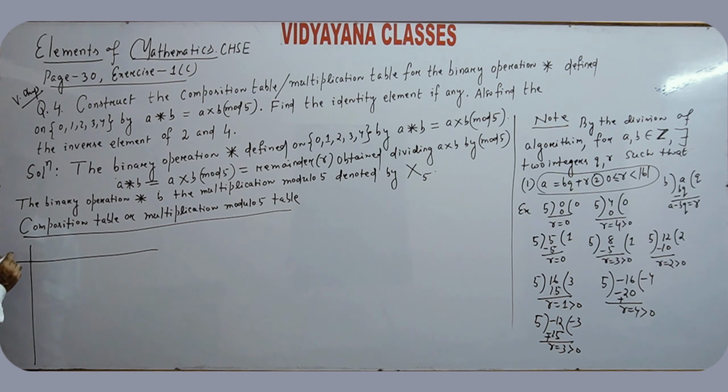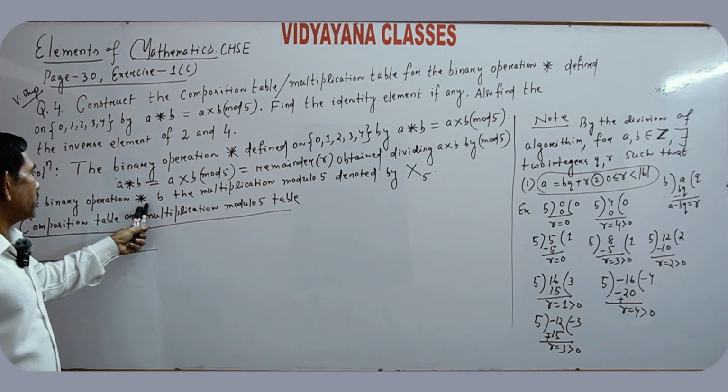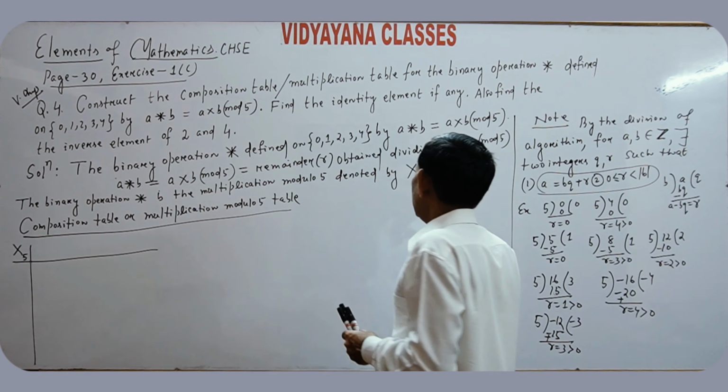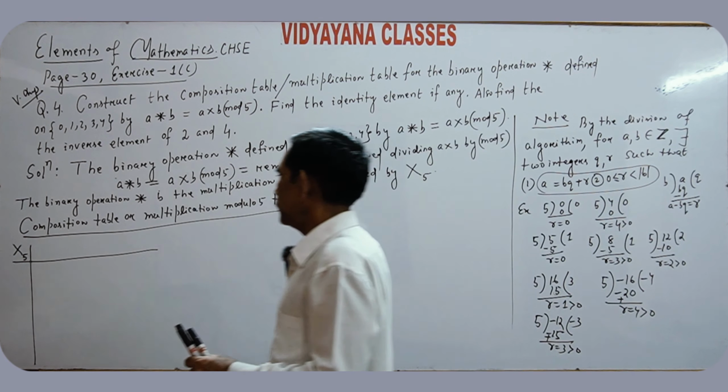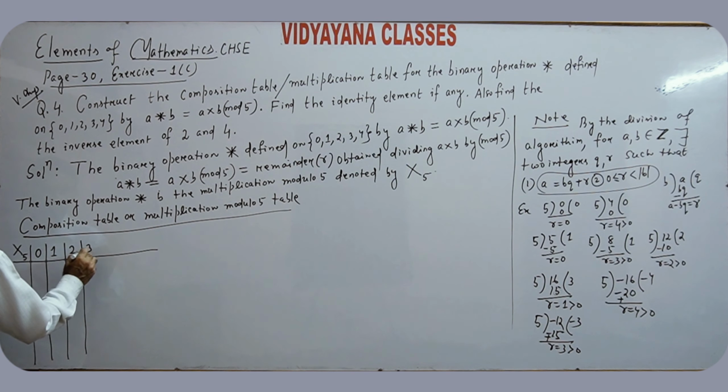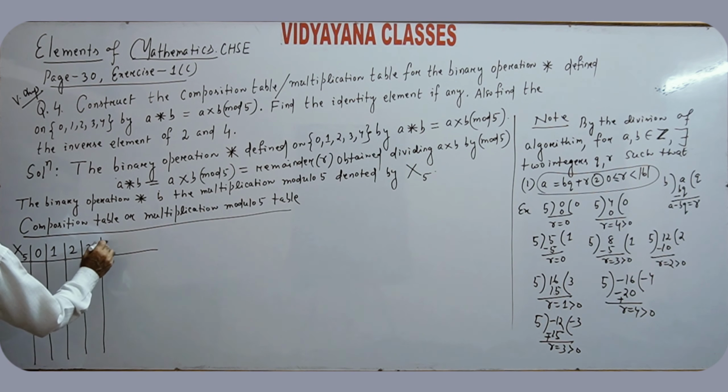Multiplication modulo 5, suffix 5. The binary operation is the multiplication modulo 5 denoted by ×5, on the set 0, 1, 2, 3 and 4.